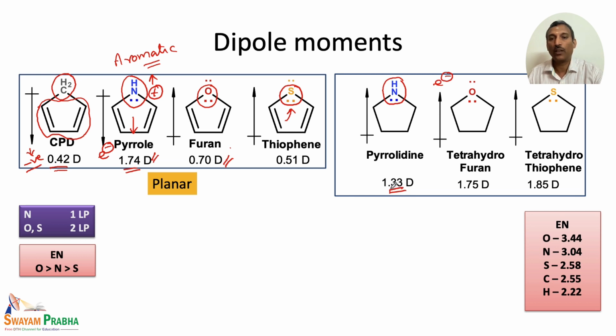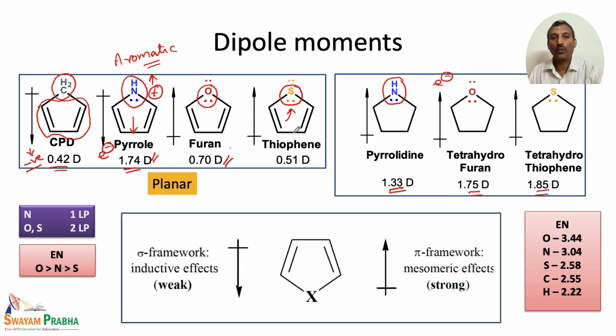And because of the difference in the electronegativity between carbon and nitrogen, pyrrolidine is having a dipole moment of 1.33, tetrahydrofuran having 1.75, tetrahydrothiophene having 1.85, because here we have two lone pairs on the oxygen, and two lone pairs on the sulfur, due to which the dipole moments are much higher for furan and thiophene.